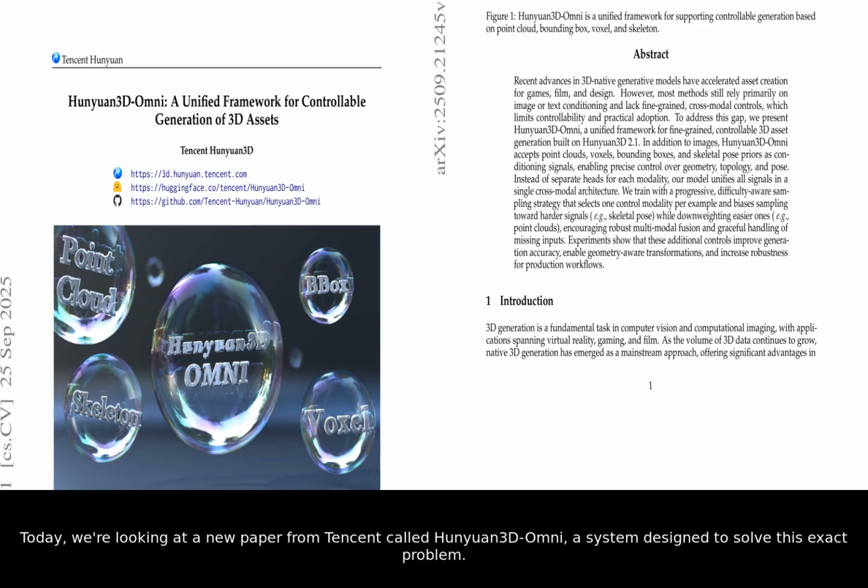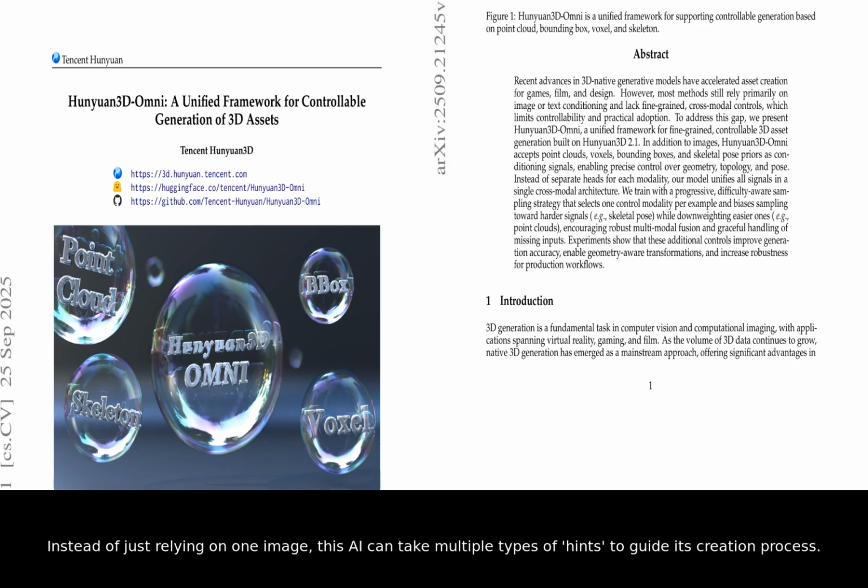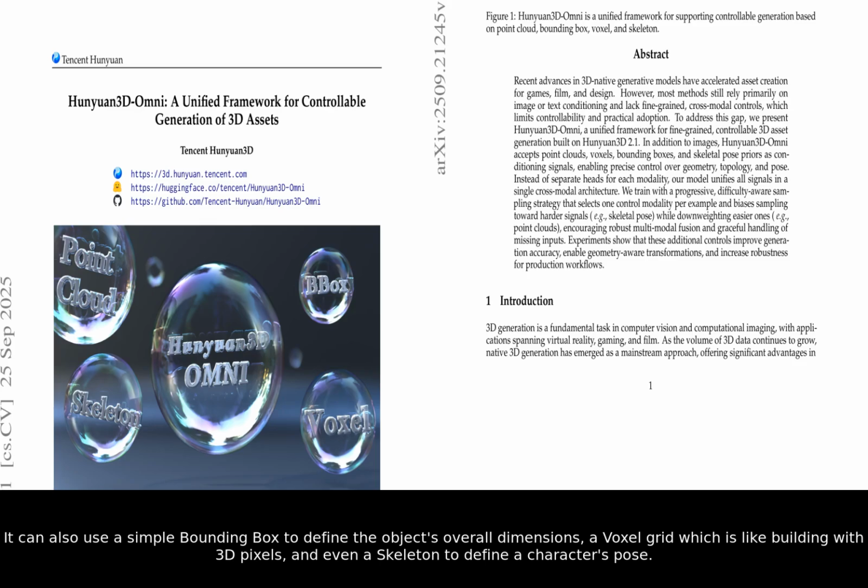Today, we're looking at a new paper from Tencent called Hunyuan 3D Omni, a system designed to solve this exact problem. Instead of just relying on one image, this AI can take multiple types of hints to guide its creation process. As you can see here, it can use things like a point cloud, which is like a 3D scan of an object. It can also use a simple bounding box to define the object's overall dimensions, a voxel grid, which is like building with 3D pixels, and even a skeleton to define a character's pose.